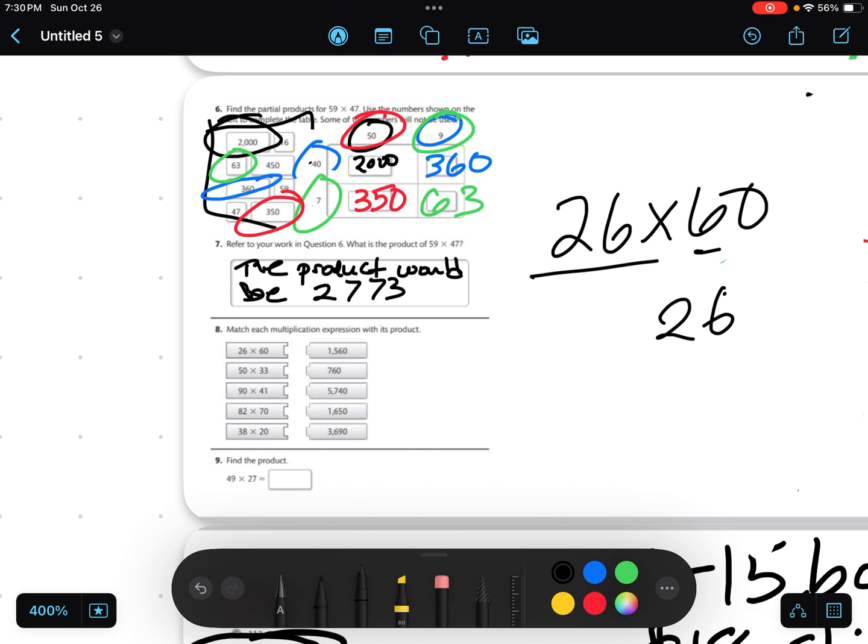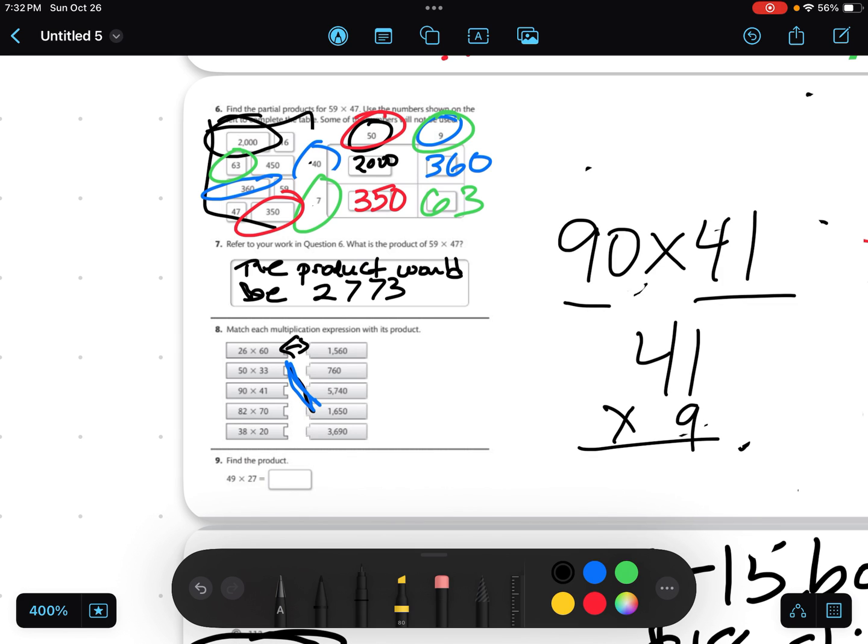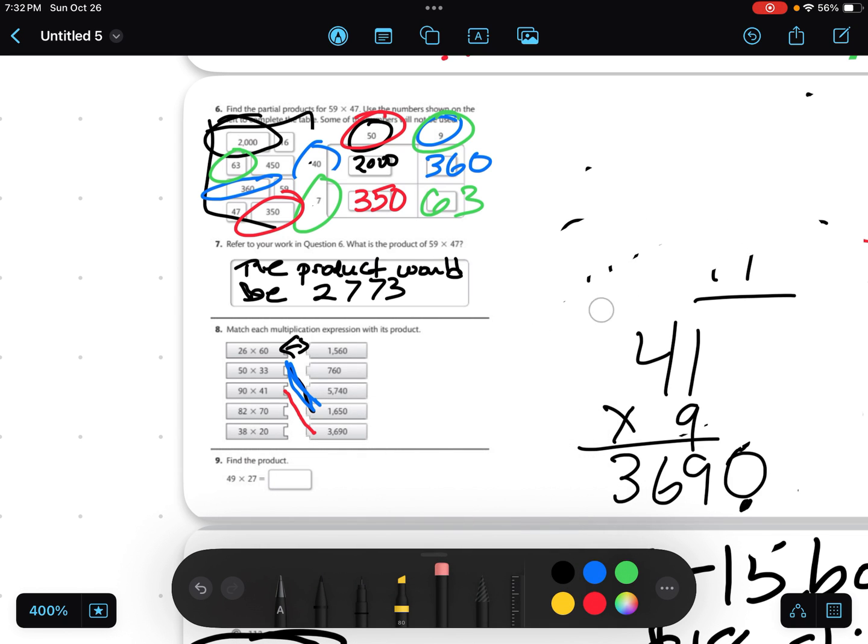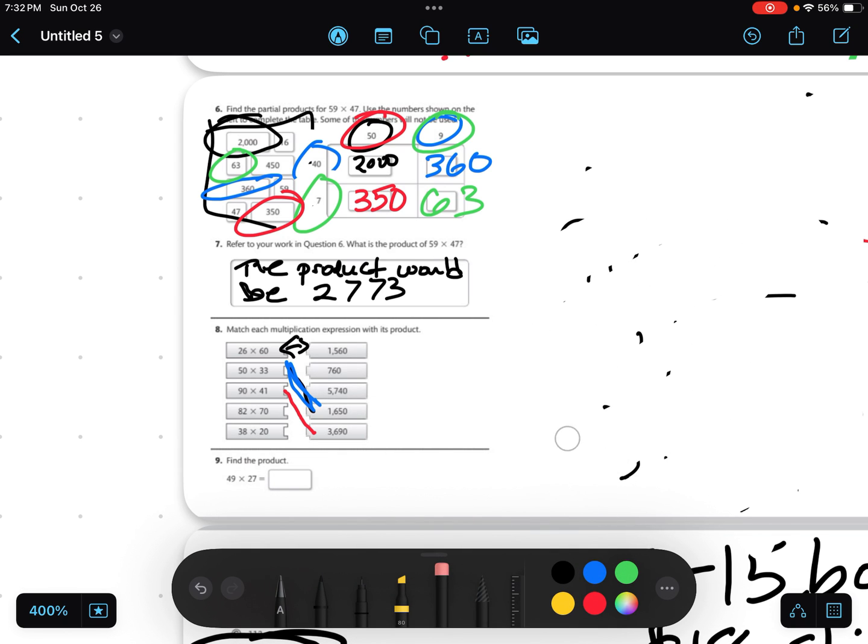And then if I did the next one, 90 times 41. So base numbers, 41 times 9. 1 times 9, 9. 9 times 4 is 36, adding the 0. So 3,690. If I did a little line there. And then, let's see, the next one's 82 times 70.